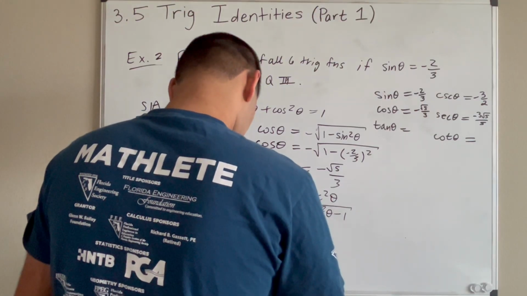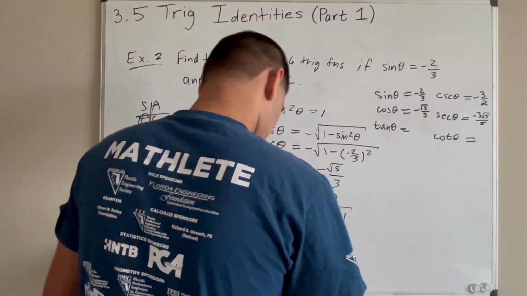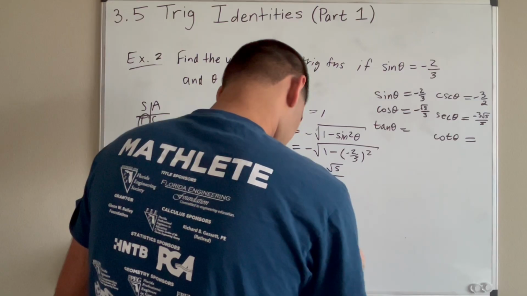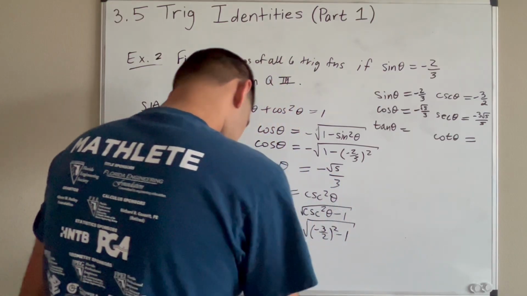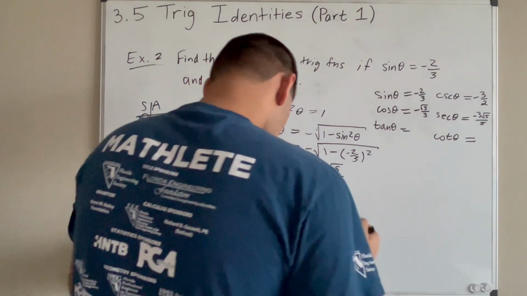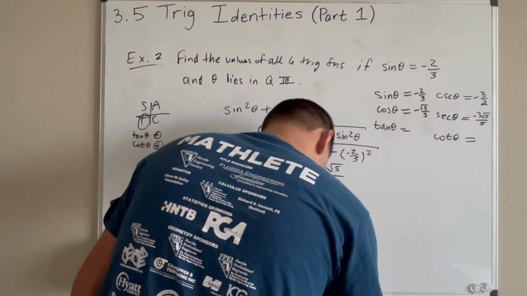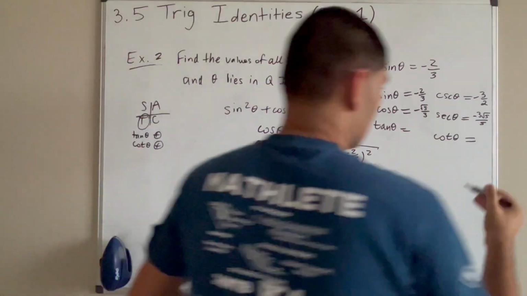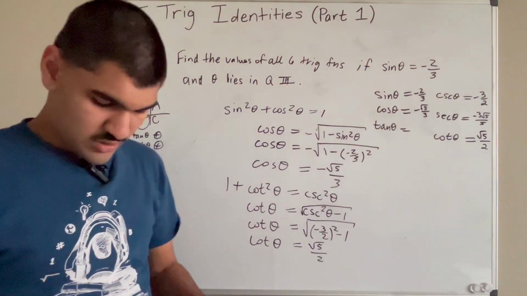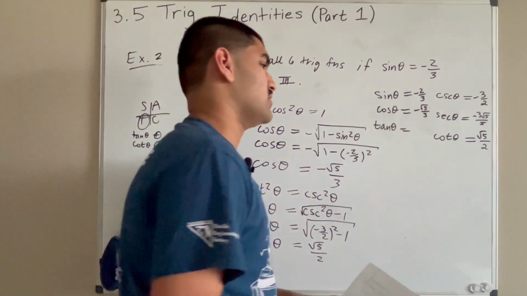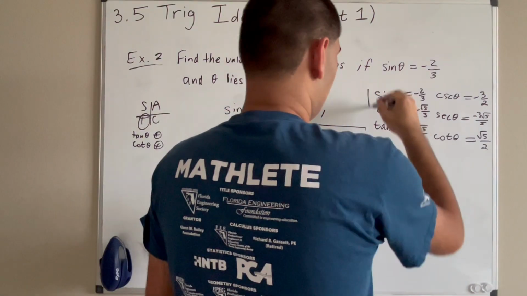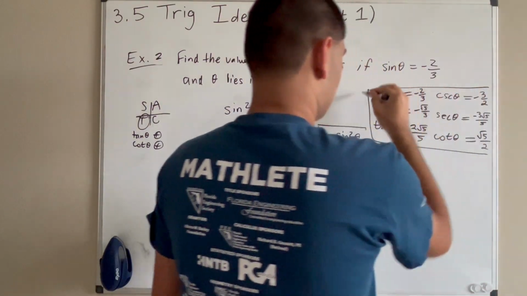Okay. And then just substitute in. So cosecant is the reciprocal, so negative 3/2 squared minus 1. And then if you were to evaluate this, you would get square root of 5 over 2, my bad, over 2. So therefore, cotangent of theta is equal to the square root of 5 over 2. And then tangent, you just take the reciprocal, so you get 2 square root of 5 over 5. All right, boom. This is the answer.